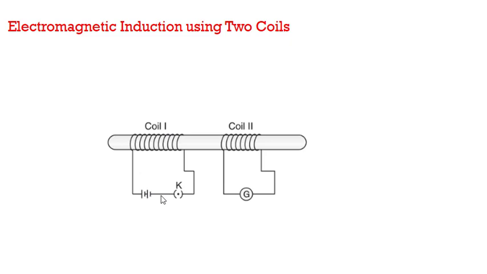So when you switch on the current, what happens in coil 1? Initially there was no current. So current starts from 0 value and it reaches a steady value or a constant value. Now during that time, you find that coil 2 shows a deflection in the galvanometer. Now when coil 1 attains a steady state, that is, when current starts flowing at a constant rate, then you will find that there is no deflection in the galvanometer.